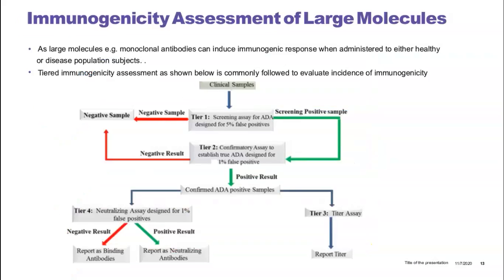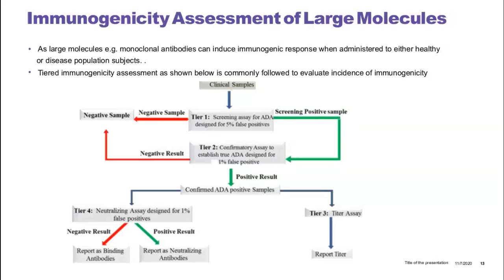So the next part. Along with the pharmacokinetic parameters, the next parameter we generally evaluate is immunogenicity. Large molecules such as monoclonal antibodies are highly immunogenic. They can induce an immunogenic response when administered to either healthy or diseased population subjects. Here we have an approach for the clinical samples, but the same type of approach we can also use for preclinical sample analysis.